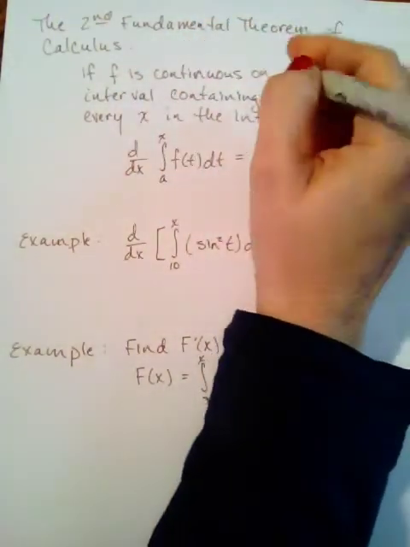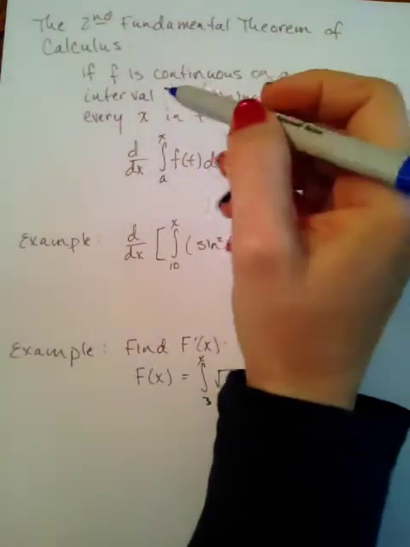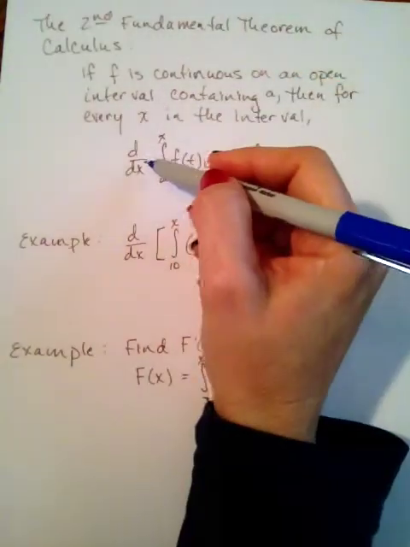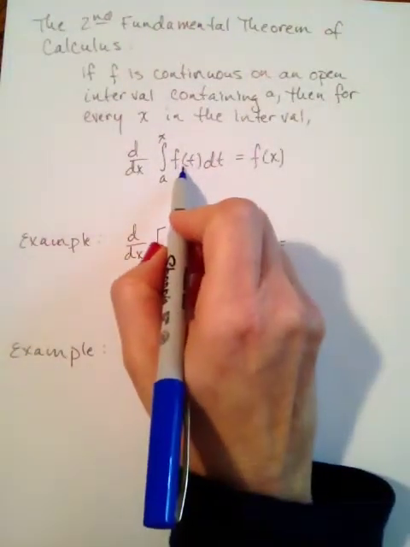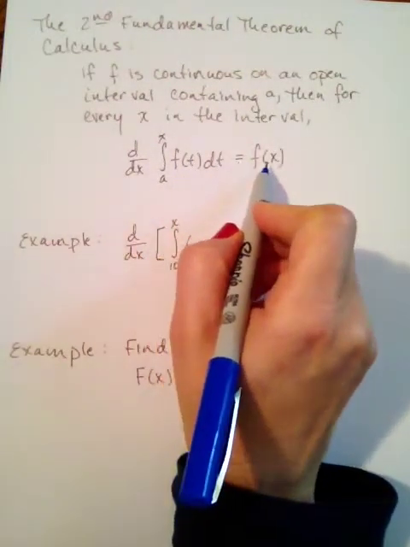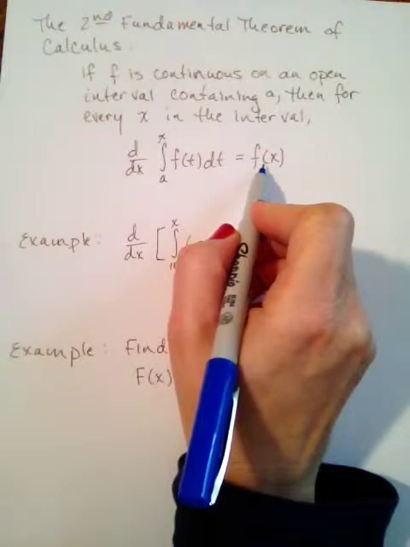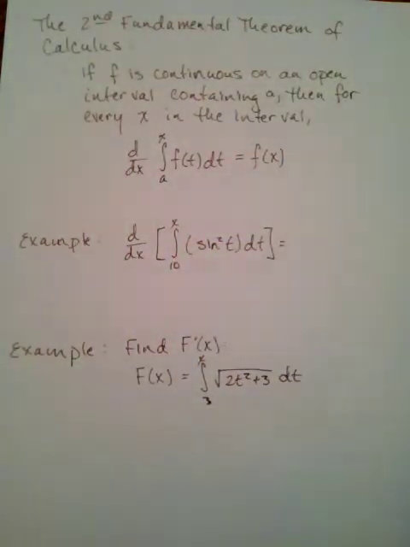This one says if f is continuous on an open interval containing a, so a is some x value, then a is some number in an interval, then for every x in the interval, the derivative of the integral, so you are undoing things, of some function of t dt equals f of x. And that should make sense from what we did over here.